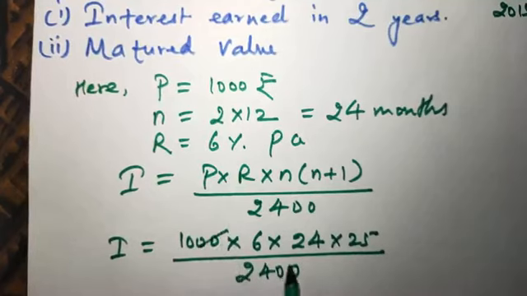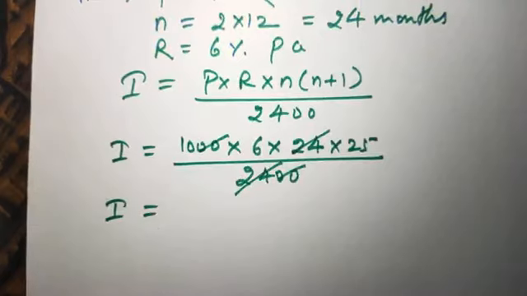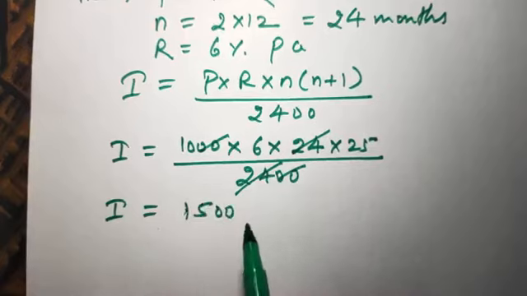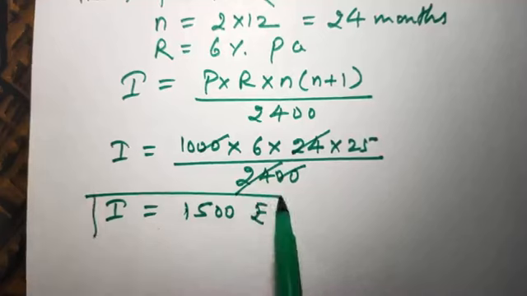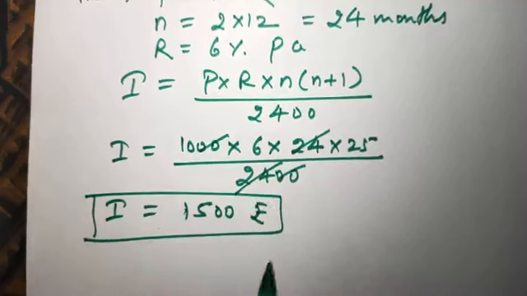Now this 20 cancels this 20, this 24 cancels this 24, right? So when you multiply 10 into 6, 60, into 25, you will get 1500 rupees, right? Because it's the interest, it is in rupees. So here our first answer is 1500 rupees.